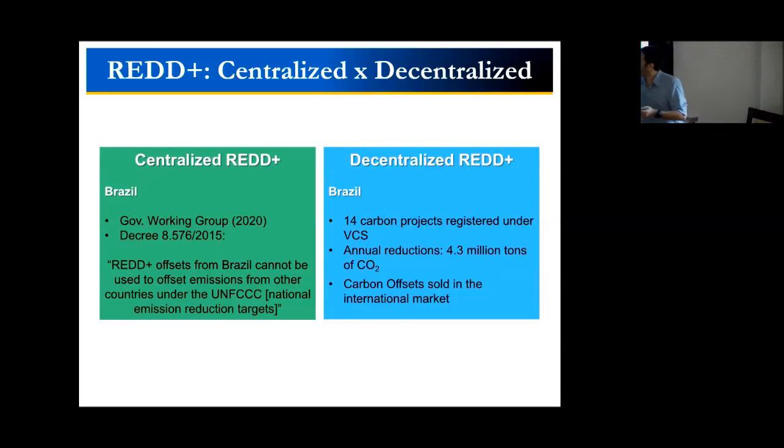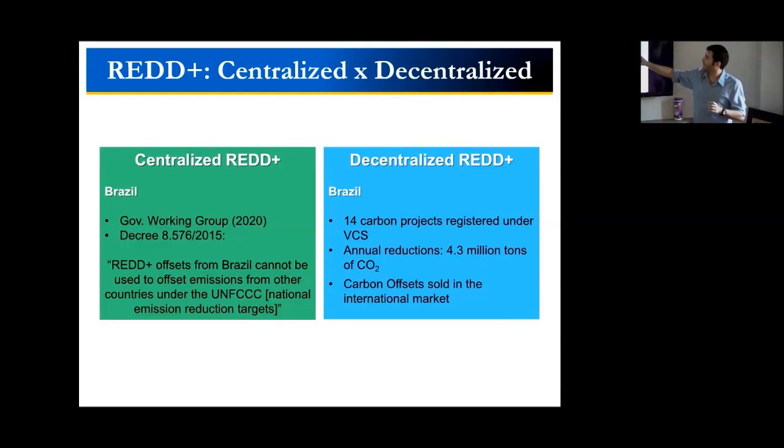Okay, one of the decrees that came up is this one, and you can find this information in there. So REDD plus offsets from Brazil cannot be used to offset emissions from other countries under the United Nations, meaning that other countries cannot reduce their emissions using carbon credits from Brazil. Okay. So this arguably is a centralized approach.